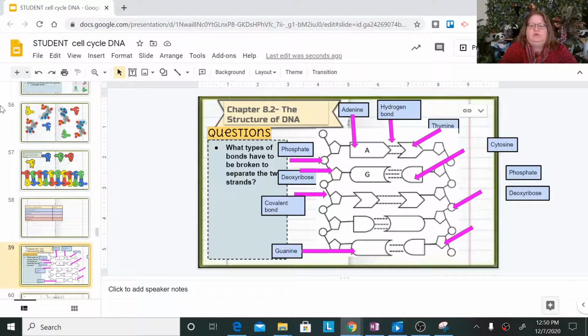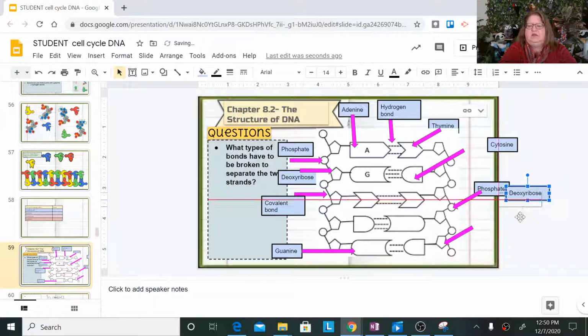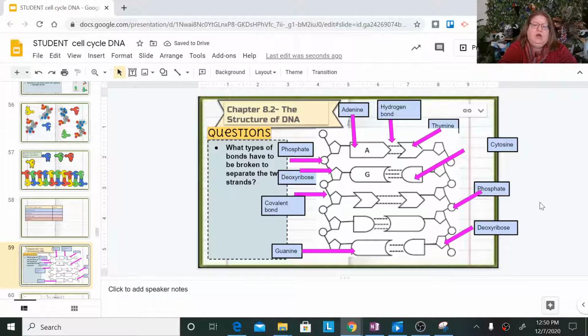So the deoxyribose would be over here, and there are duplicates over here. So just to practice, here's our phosphate, and then here's our deoxyribose. Now, I left some of them blank right now, so we can go over them. So here, this one is labeled adenine. And if this one is labeled adenine, then that makes this one over here thymine.